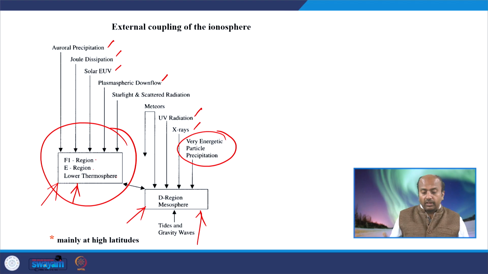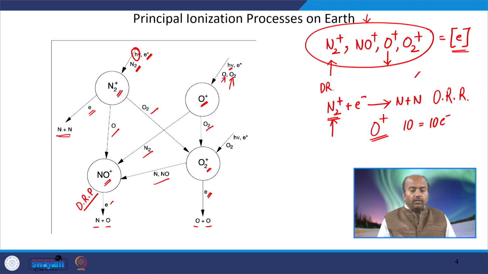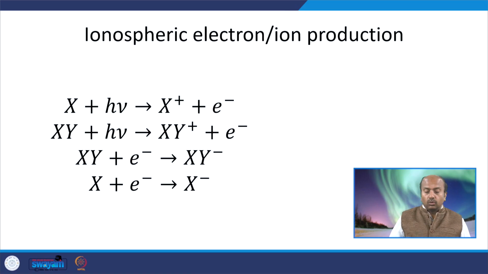Joule dissipation: when the currents are passing, the medium gets heated up. The exchange of energy, the loss of energy in terms of heating, can be called the Joule dissipation. Then solar UV and extreme ultraviolet radiation. So, these are the forcing mechanisms which can have influence on the ionosphere, and tides and gravity waves are the forcing from the surface or from the lower atmosphere, right. And then we have principal ionization processes. Now, what are the processes? Those are the principal ions and how they exchange the charge, how they recombine, etc.